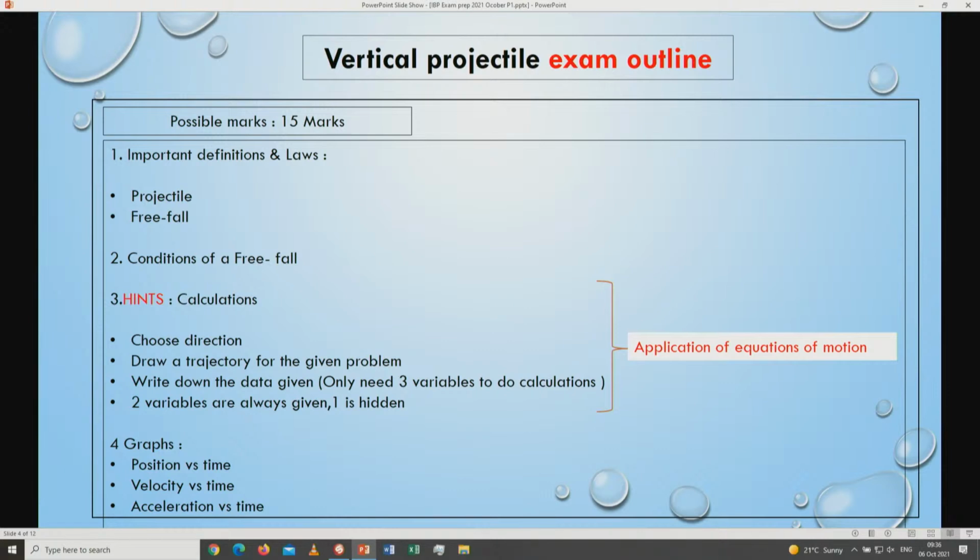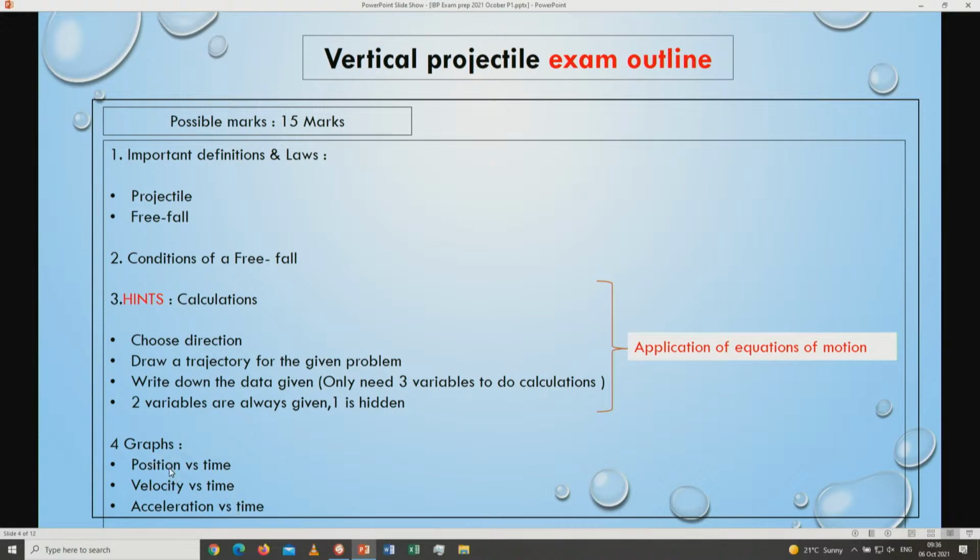But now for the graph of acceleration versus time, we know that the only force acting on an object is the force of gravity. So acceleration will be the same throughout. It will be something like 9,8 throughout. So we will not have any challenges relating to acceleration versus time.